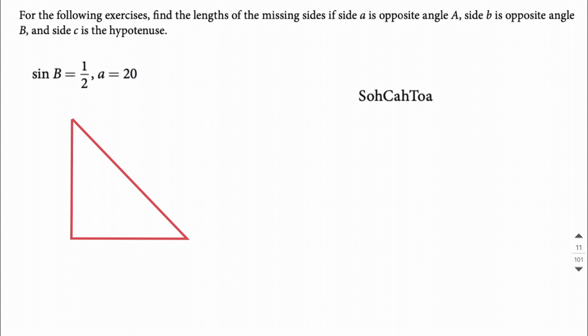All right, we're given that sine of b equals 1/2, and side A has a length of 20. Getting going on this, it's not an easy problem in this case, but I'm going to go ahead and start and just label sides and angles.